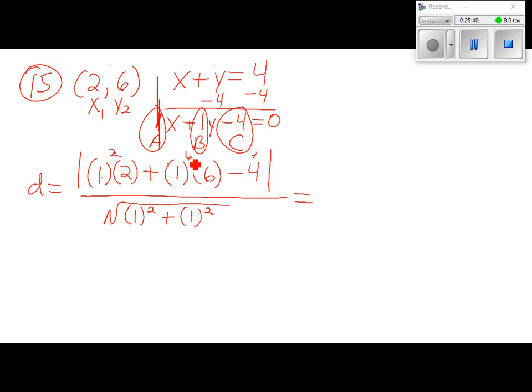2 plus 6 is 8. 8 minus 4 is 4. Absolute value of 4 on top is just 4. On bottom, 1 squared is 1, 1 squared is 1, 1 plus 1 is 2. Grab your calculator, take 4 divided by the square root of 2. That's going to give you your answer. You can do that part on your own.